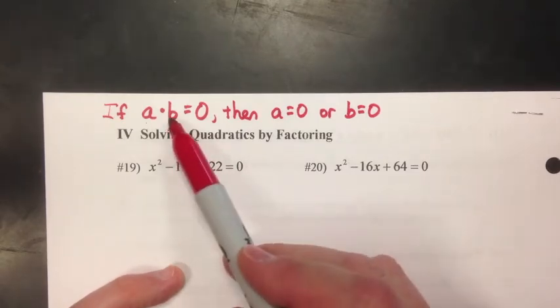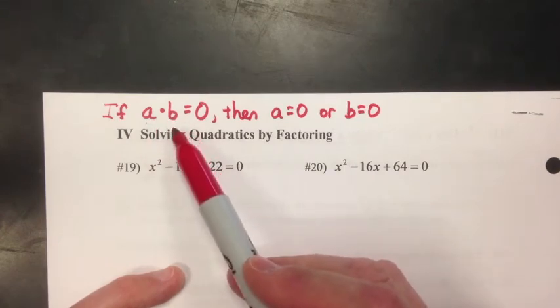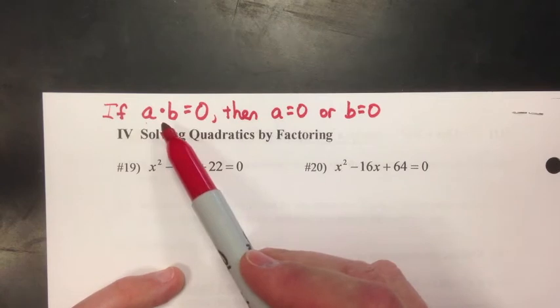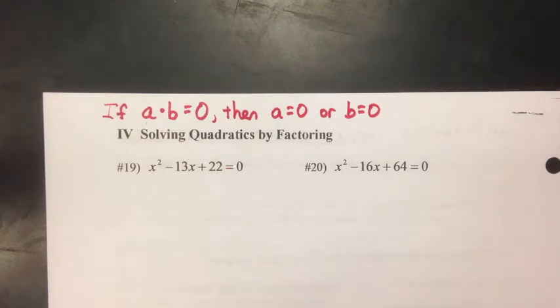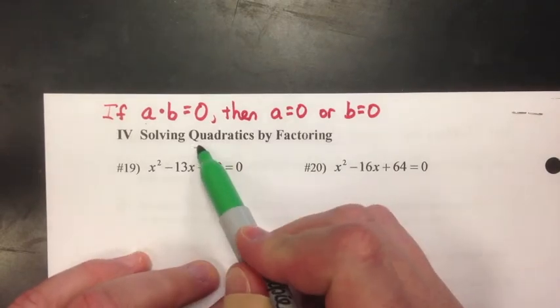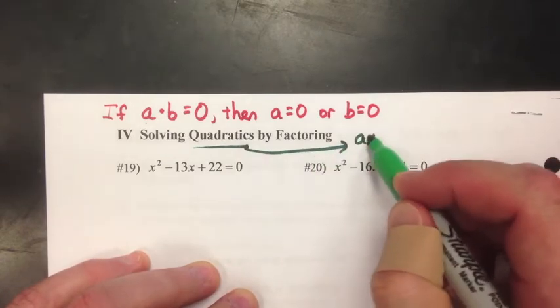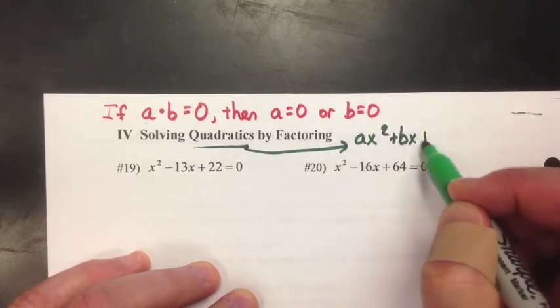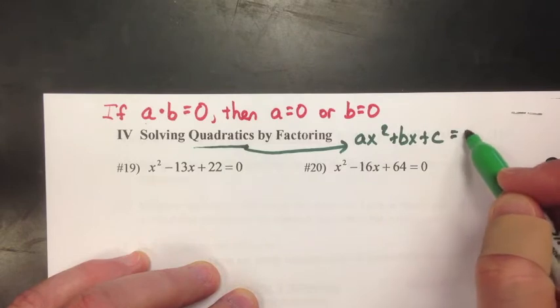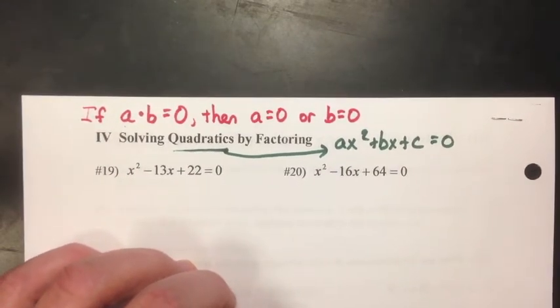0 times anything is 0. Anything times 0 is 0. So one of these has to be a 0. And that's going to guide us when we're trying to solve these equations. A quadratic, just to review, means ax squared plus bx plus c equals 0. That's usually the form that we write a quadratic in.